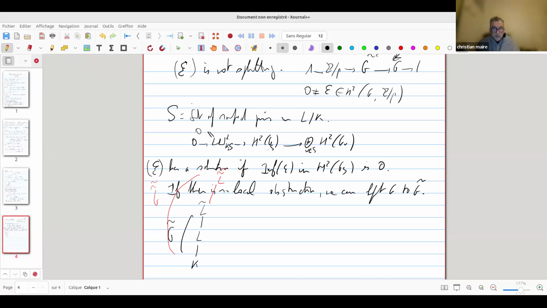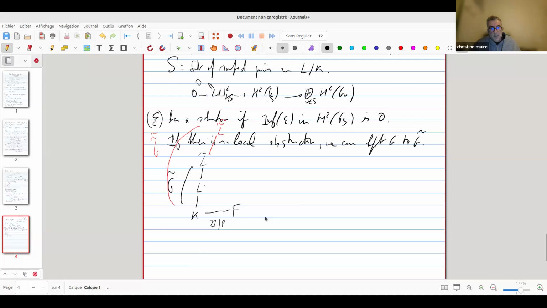In terms of Galois extension, it means that imagine you suppose that you have an extension Z mod P. Imagine you have a cyclic Z mod P extension F over K here. And now if you make the composition here, in fact, the group theory tells us that if you take Z mod P in the middle here, you obtain another solution of your embedding problem.